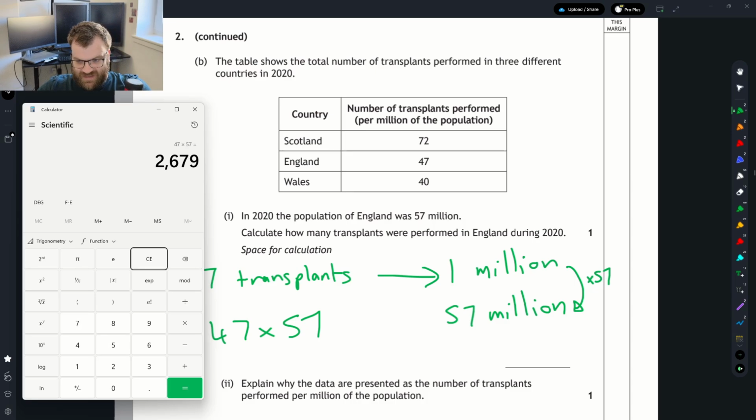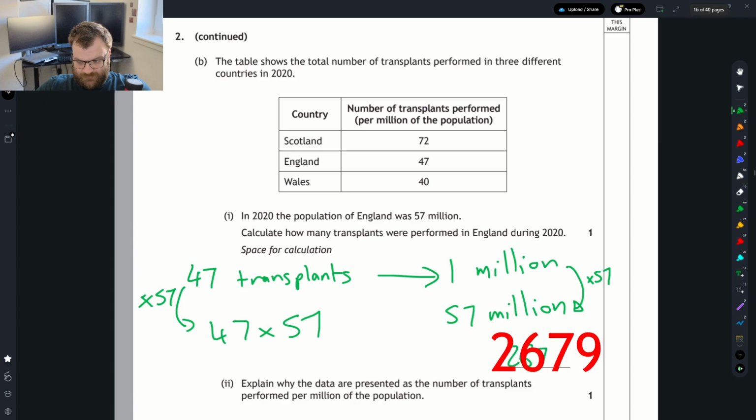Gives 2679. I think of these ones as if you're in a shop or buying something where it's X amount of pounds per 100 grams, or you're buying one thing and if you want two, it's double. That's the kind of thought process I used to get that.